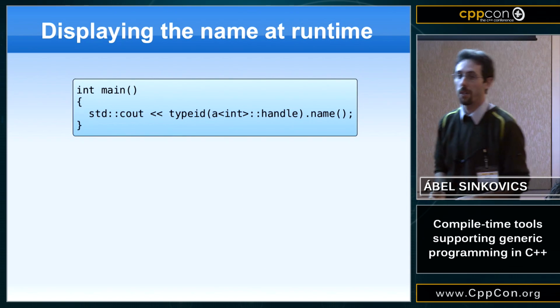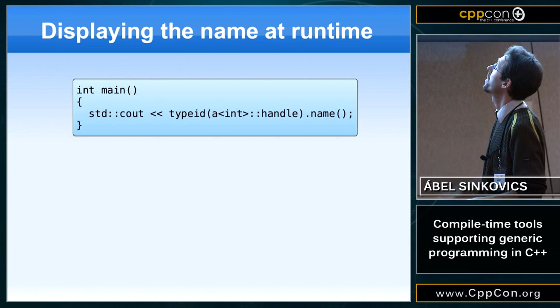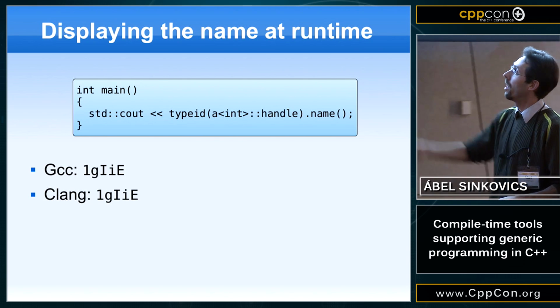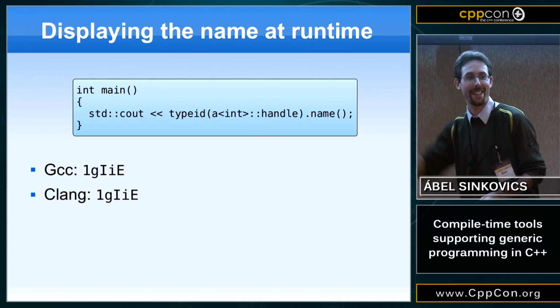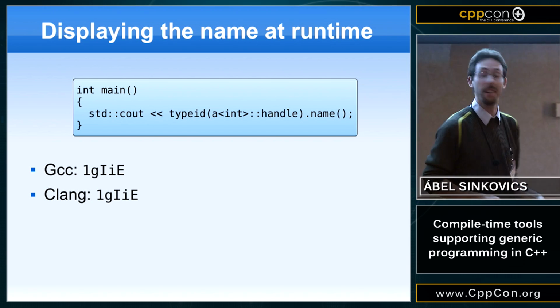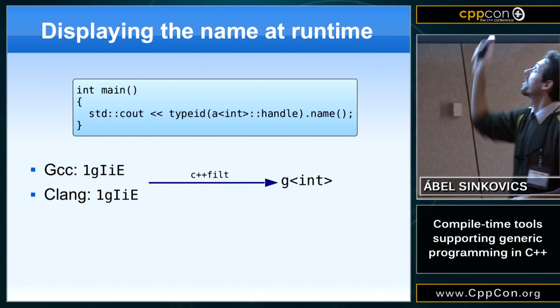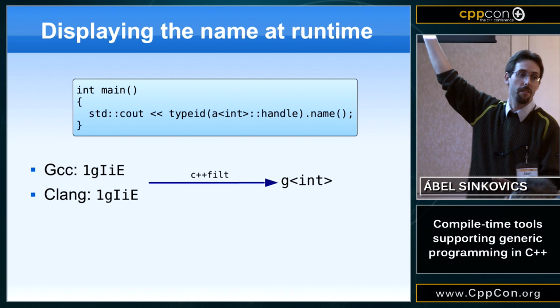Well, the most straightforward way of doing this is using the standard typeid. If you do it with GCC or Clang, this is what you get. This might look scary, but it's just a mangled name. So there is a utility that can demangle it for you, and then you get the answer.